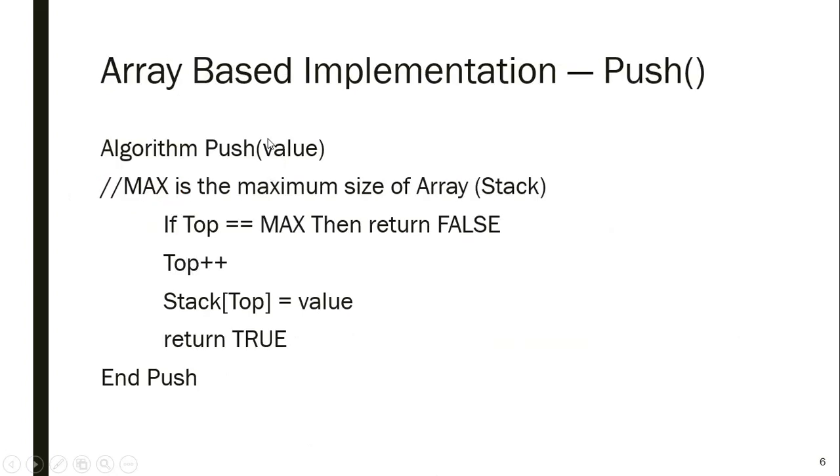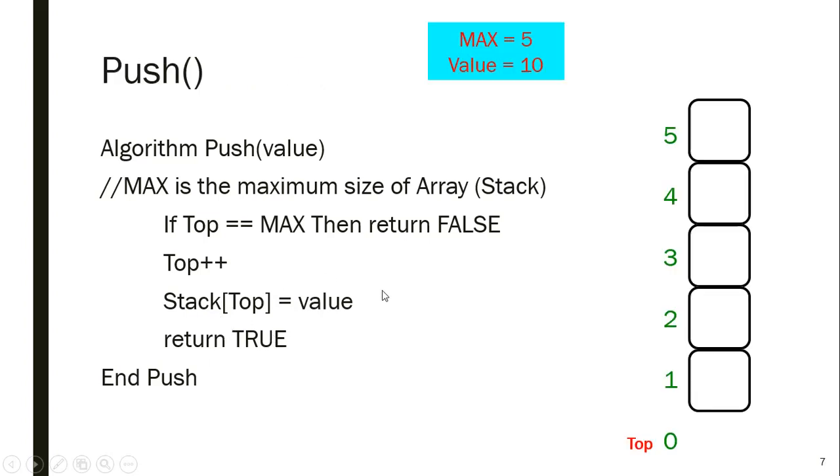So here is the implementation of the push operation in the form of an array. In the push operation, we will always take a value. That value is to be inserted on the top of the stack. So first we will check whether the stack is full or not. If top is equal to max, then we will return false, meaning your push was not successful. Otherwise, if there is room in the stack, or in other words in the array, you will increment the counter, place that value in the new position, and return true. So it is a very simple algorithm.